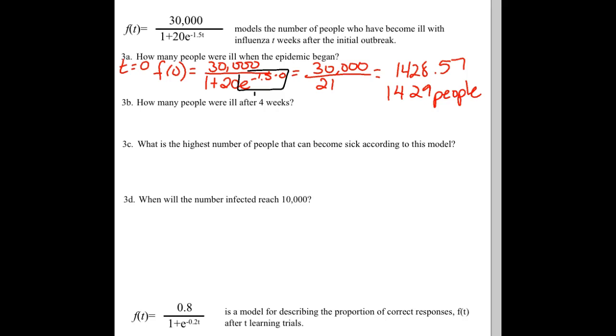How many people were ill after 4 weeks? Now go back and look. What did they define T to be? Is T in weeks? Okay. So we are going to just put a 4 in for T. So we have 30,000. We're dividing by 1 plus 20 e to the negative 1.5 times 4. Okay. Make sure that you are putting that whole denominator in parentheses, so it divides by all of that chunk. All right. Go ahead and calculate that.